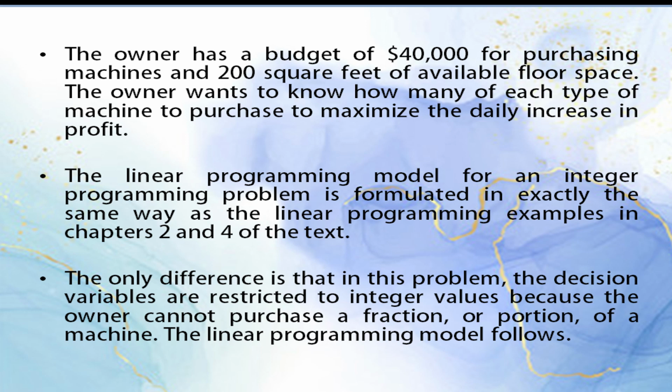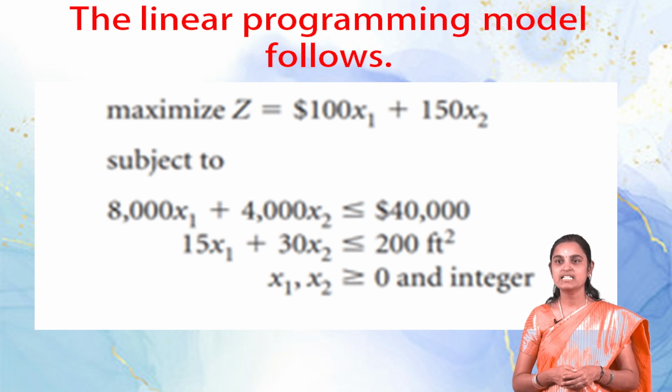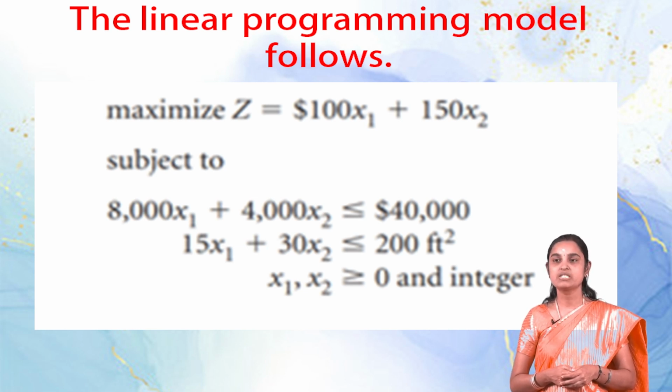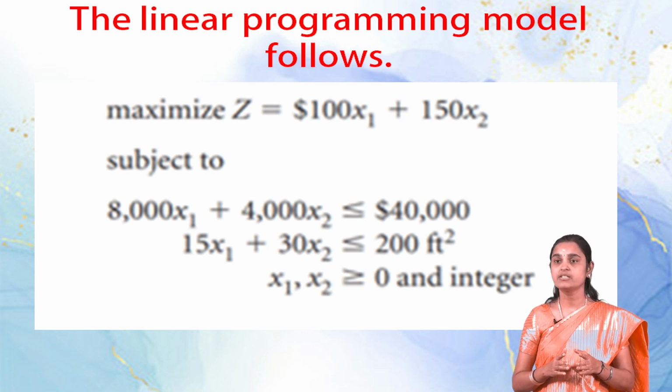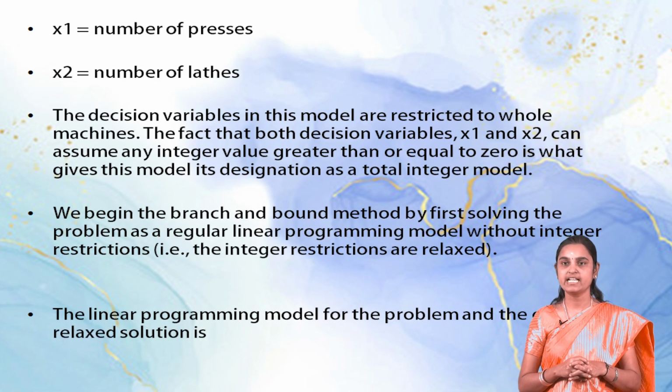The linear programming model is as follows. Maximize Z equal to $100 x1 plus 150 x2. Recall, x1 is the number of presses purchased and x2 is the number of lathes purchased. Subject to the constraints, 8,000 x1 plus 4,000 x2 less than or equal to $40,000 and 15 x1 plus 30 x2 less than or equal to 200 square feet. The first equation is regarding cost and the second equation is regarding the square feet available, where x1, x2 are greater than or equal to 0 and integer. x1 equals the number of presses and x2 equals the number of lathes.